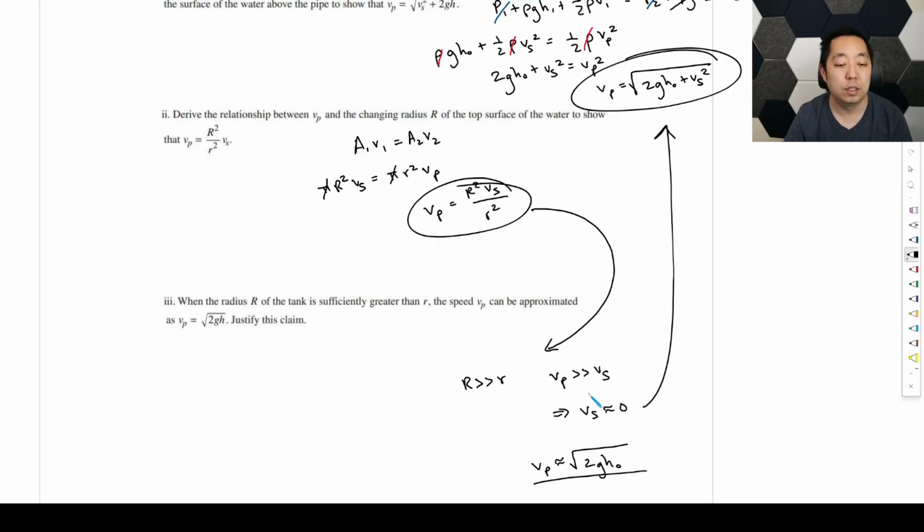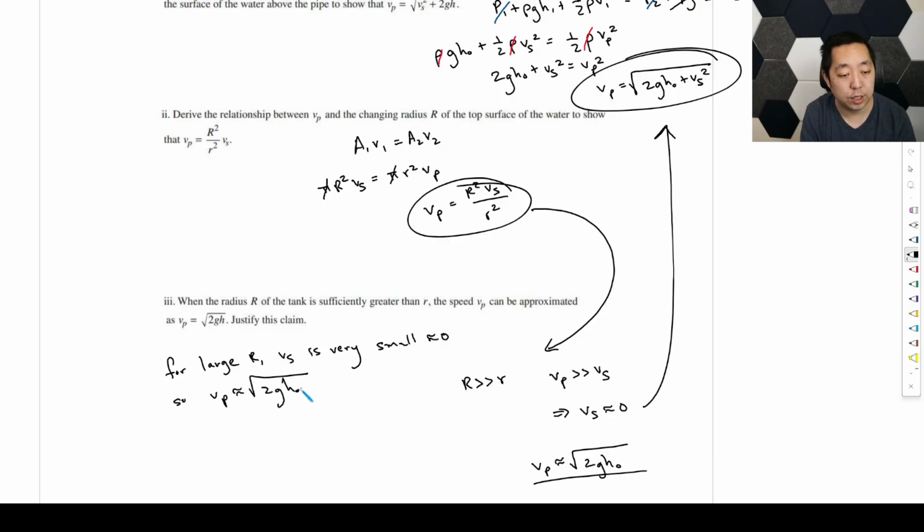We would say, well, okay, for large r, vs is very small, almost 0. So vp can be approximated as the square root of 2gh0, like that.